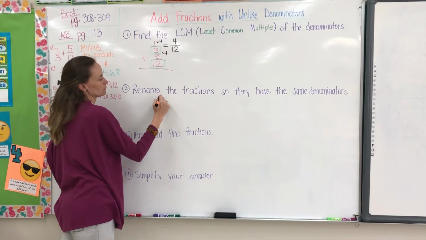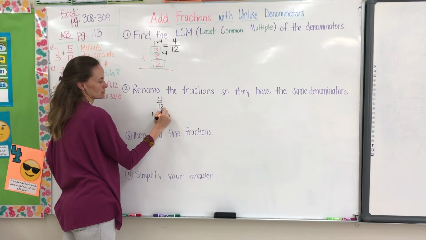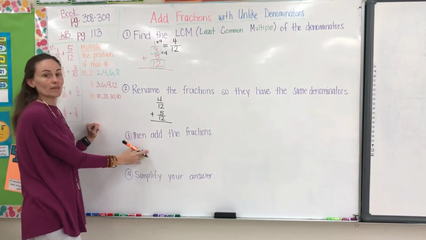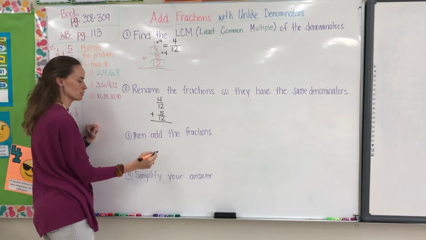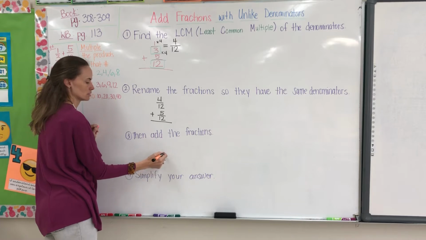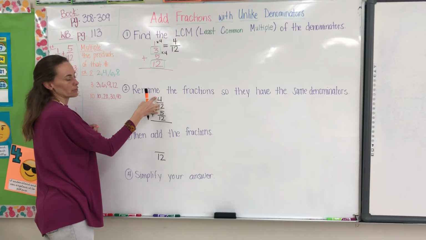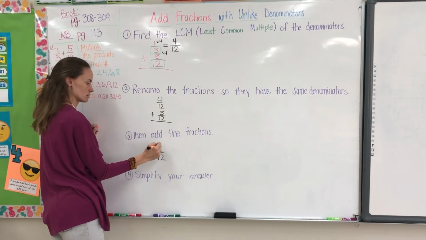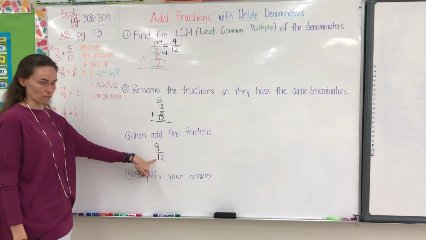So we have 4/12 plus 5/12. Now that they're the same, we can add them. And when we add them, they're the same denominator, so our answer is going to be 12, our denominator. And our numerators, we combine them, we add them. 4 plus 5 gives us 9. So our answer would be 9/12.